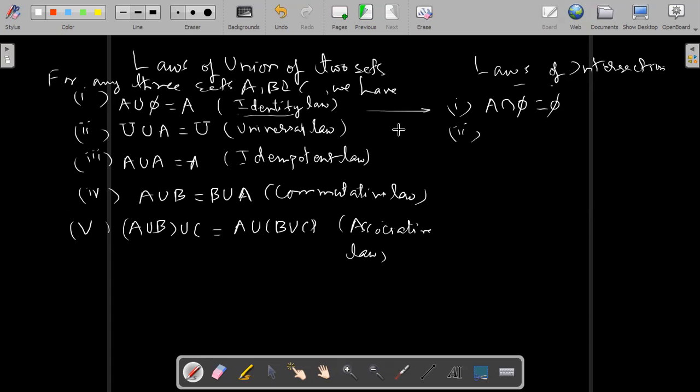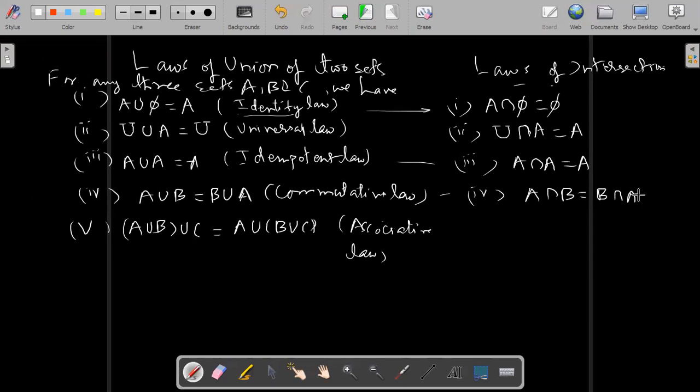Then second law, name is same. Universal set, intersection of universal set with any set A, obviously, it will be A. And third law is called idempotent law: A intersection A is A always. And fourth law, commutative law, A intersection B will be equal to B intersection A.